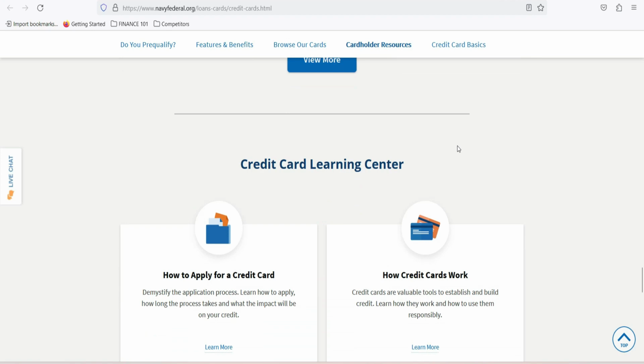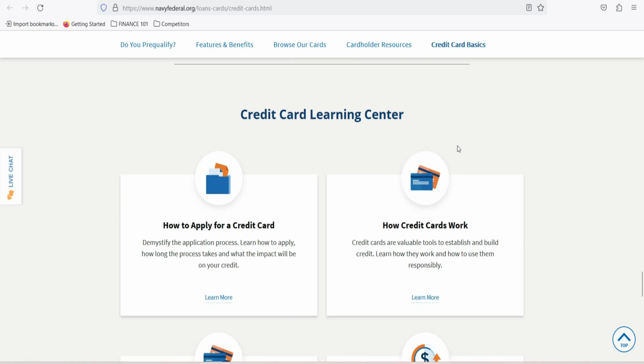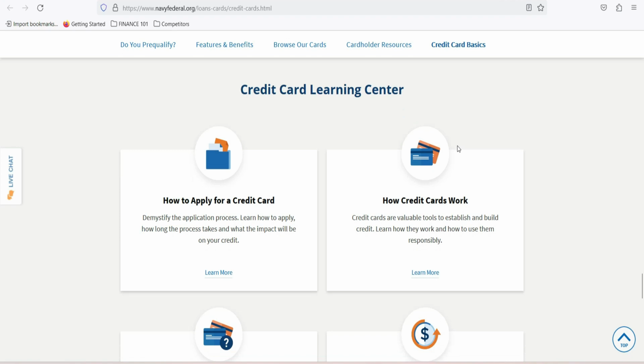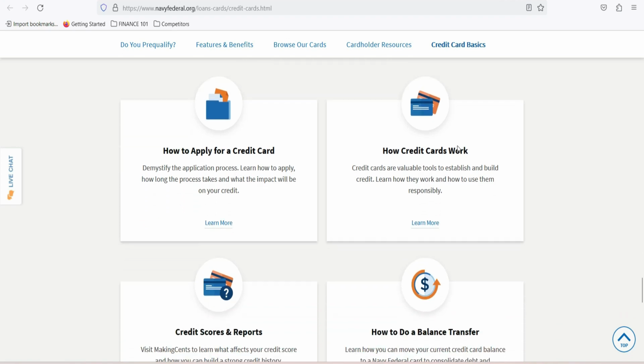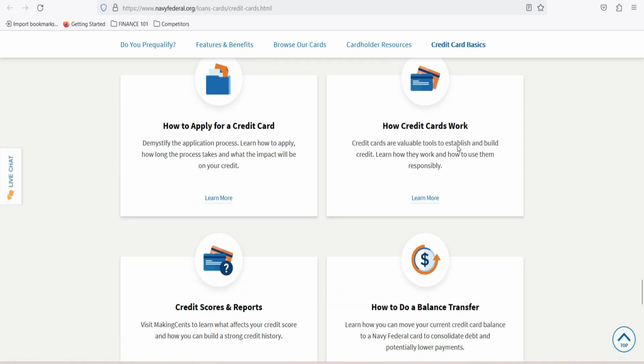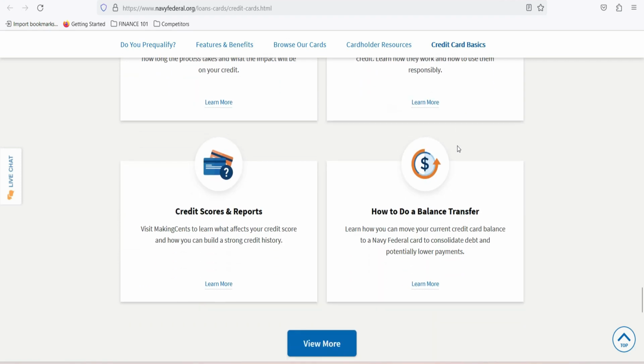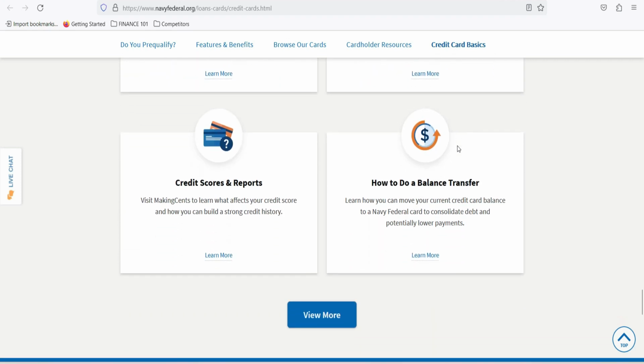Members generally expressed positive opinions about Navy Federal Credit Union credit cards, highlighting the generous credit limits, competitive interest rates, and military-focused benefits. When considering any credit card, it's crucial to align the features and benefits with your financial goals. Whether you're seeking a high credit limit, rewards, or specific perks, Navy Federal Credit Union provides a range of options for individuals within the military community.